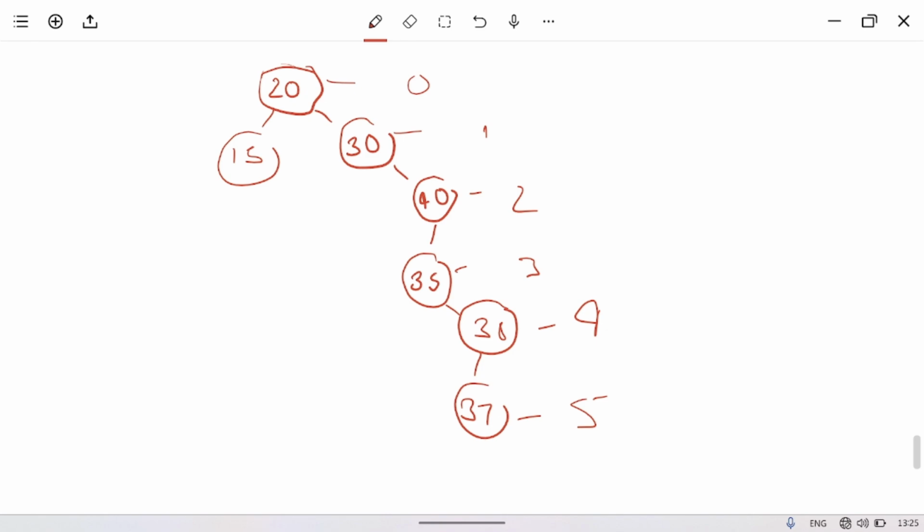So AVL tree is preferable because it is height balanced so that for any comparison we can get in less time.